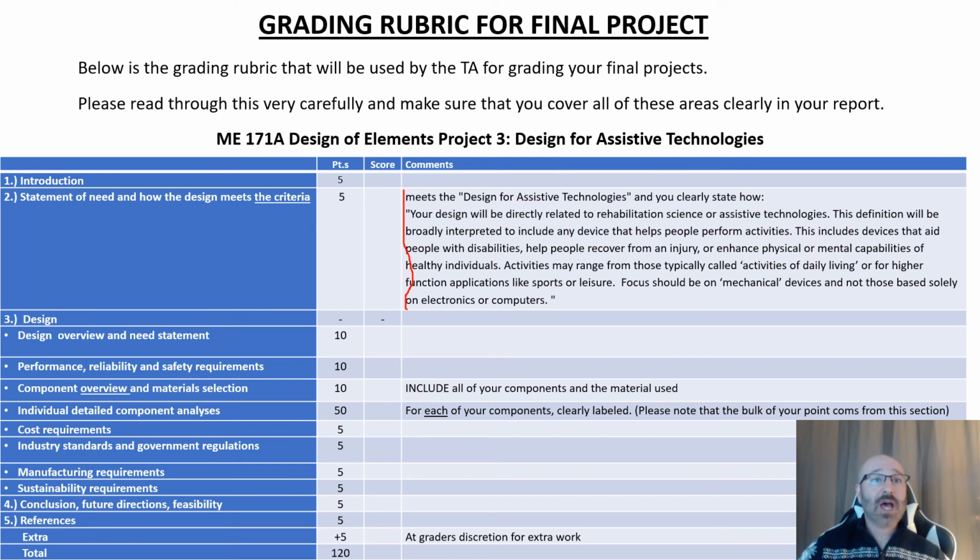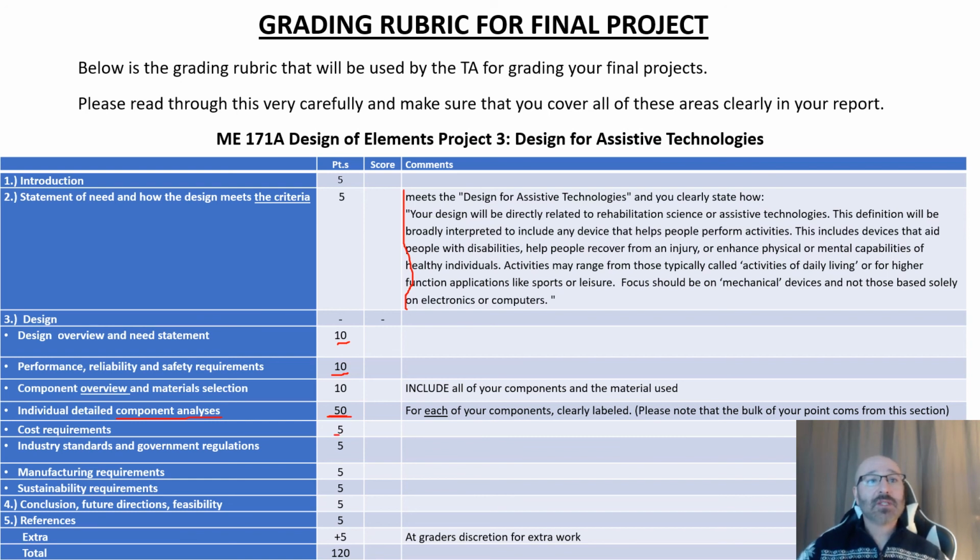Next, we get into the design. This is where a bulk of the points are. You get 10 points for your design overview, 10 points for your performance, reliability, and safety requirements, 10 points for your component overview and material selection, and 50 points for your individual detailed component analysis. So this is important. Make sure you have those each individually done. This is the bulk of the grade.